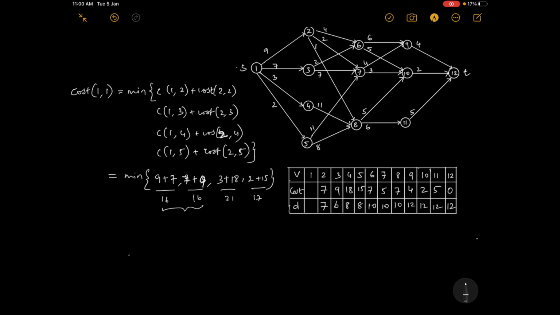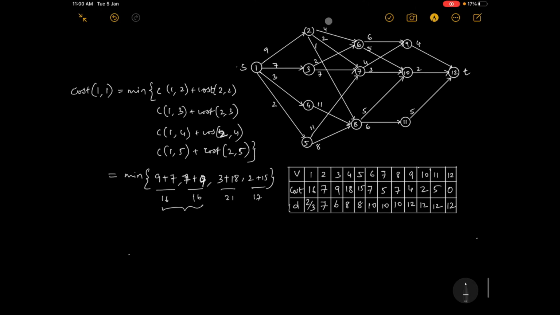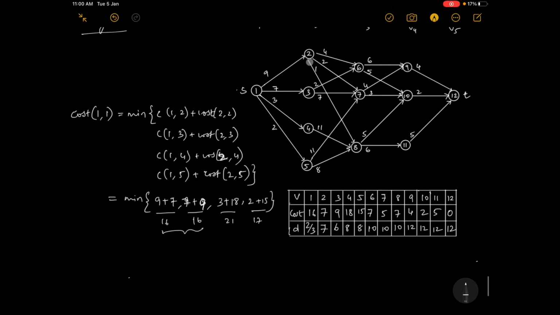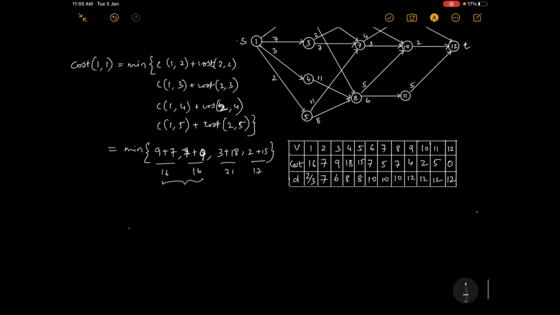Two values minimum. So I'll write 16 is a minimum, but okay, I am getting it because of two vertices, 2 and 3. So I can write 2 and 3. Both vertices, both paths are giving me the same result. So this is the minimum cost. Okay, so there are two paths, either if you choose this or if you choose this.